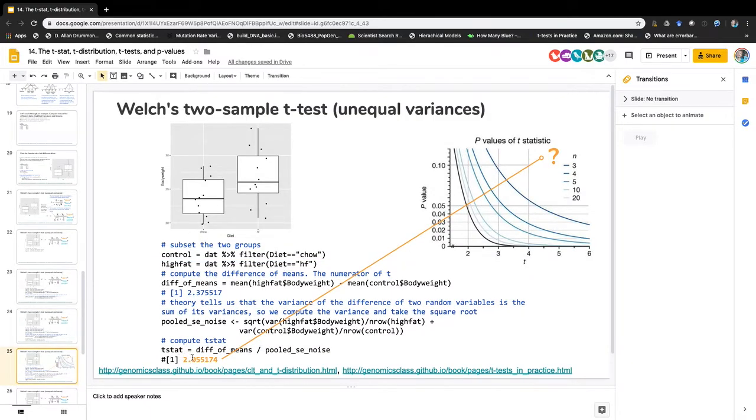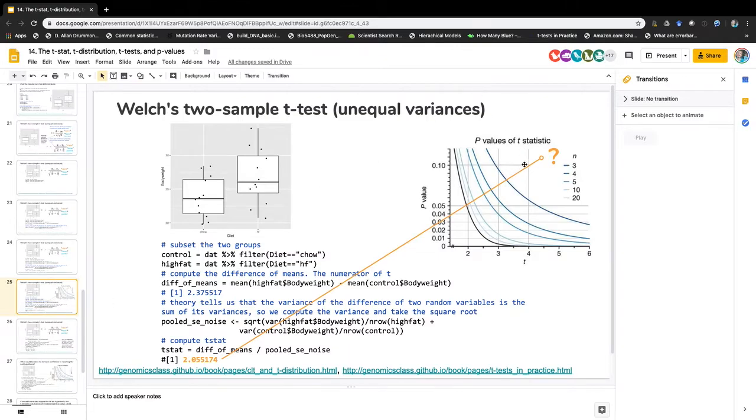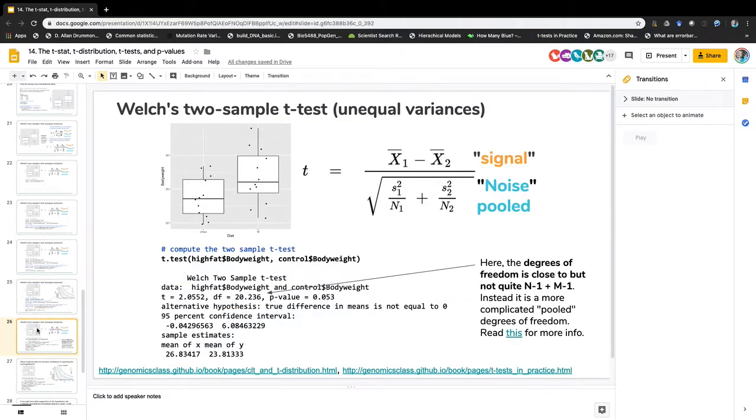Okay, so we get a t-stat of 2.05. And this is what I'm getting at. Like, now what do we do? Right? How do we look this up? We know it's 2, but where do we go on the y-axis? Where do we stop on the y-axis?